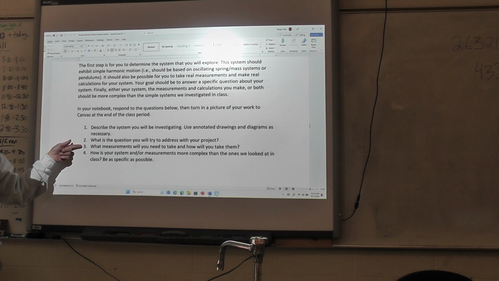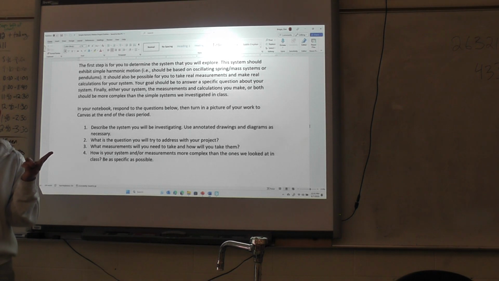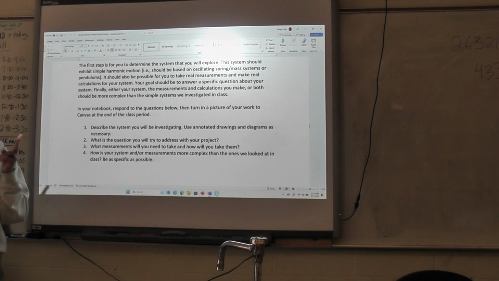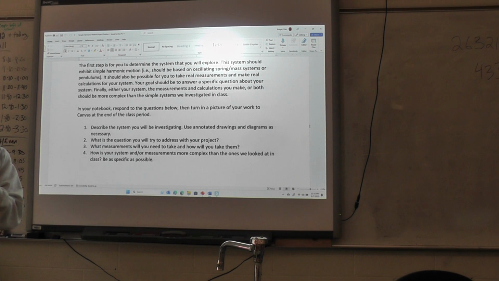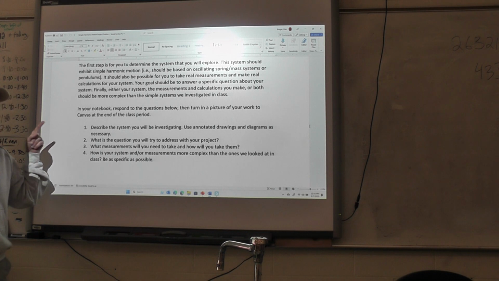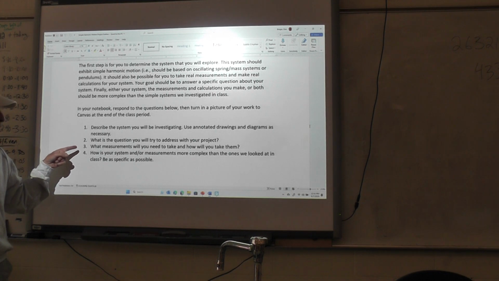And then the next piece is, what are the actual measurements you're going to need to take? And this is mostly so that I can think about equipment and supplies. Like if you say, well, I'm going to need a force sensor, we have that. I'm going to need to measure motion with a motion sensor, we have that too. But if you say, I also need a Geiger counter to measure the radioactivity, I don't think I have a Geiger counter. I might, but I don't think I do. So if I want to know how you're going to make your measurements, you may not be able to figure all that out today, but I want you to do the best you can.